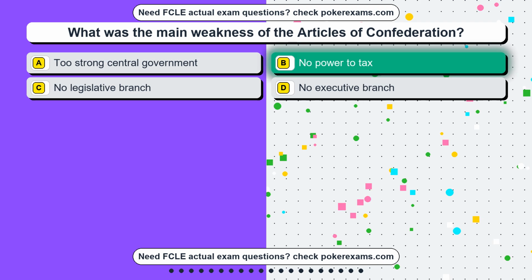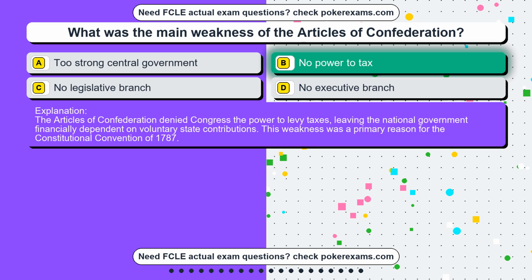The correct answer is option B, no power to tax. The Articles of Confederation denied Congress the power to levy taxes, leaving the national government financially dependent on voluntary state contributions. This weakness was a primary reason for the Constitutional Convention of 1787.